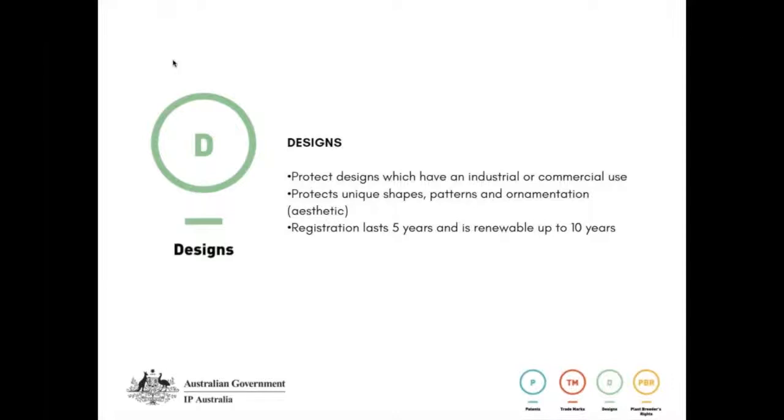Now, as you can imagine, this is going to be very useful to certain industries, such as the fashion industry, but also to other types of industrial products that you might not consider, such as simple things like toothbrushes and the shape of a toothbrush, or even the pattern that you might find on a tire tread. So anything with that unique aesthetic look is possibly going to be eligible for design protection.